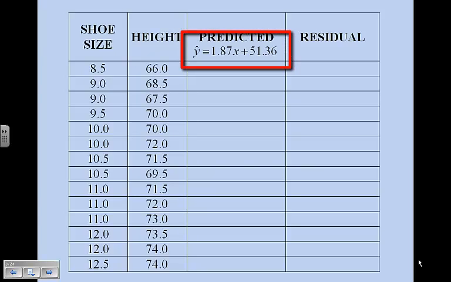Now for each shoe size we can plug in the numbers and figure out what the predicted height would be. So for 8.5, I would do 1.87 times 8.5 plus 51.36 and I would get 67.255. Then I would do the same thing for 9. I'd plug in 9 and I get 68.19. Then I do the same thing for 9.5 and I would get 69.125.